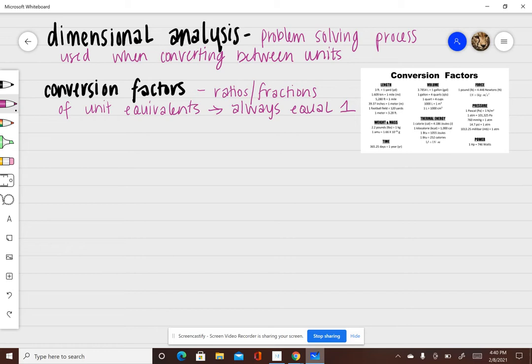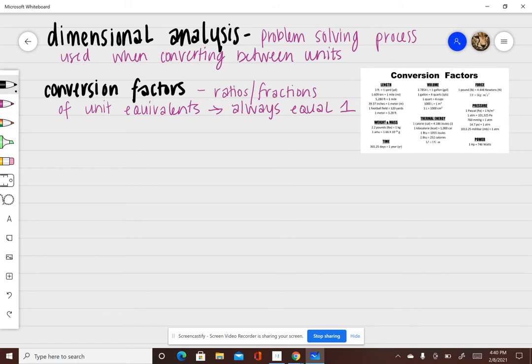Dimensional analysis uses conversion factors, which are ratios or fractions that are unit equivalents. So, whether again we're working English system, SI system, whatever it is, those units will be equal to each other. And so that ratio or fraction will always equal 1 in the end. So, I'm going to go through and do a practice one with you and then actually do a practice 3 with you.